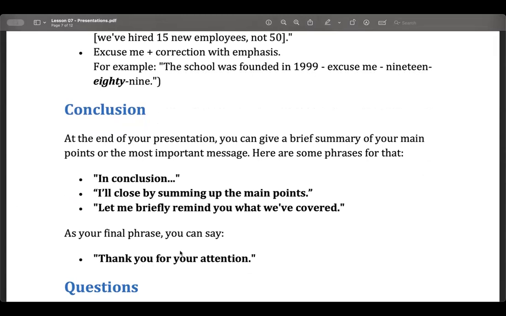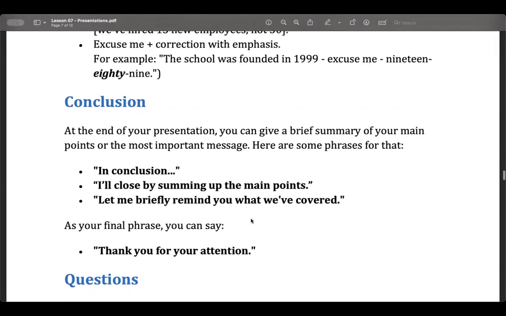Conclusion. At the end of your presentation, you can give a brief summary of your main point or the most important message. Here are some phrases for that. In conclusion, I'll close by summing up the main points. Let me briefly remind you what we've covered. As your final phrases, you can say, thank you for your attention.